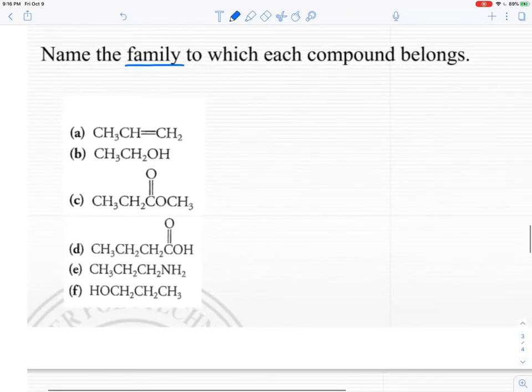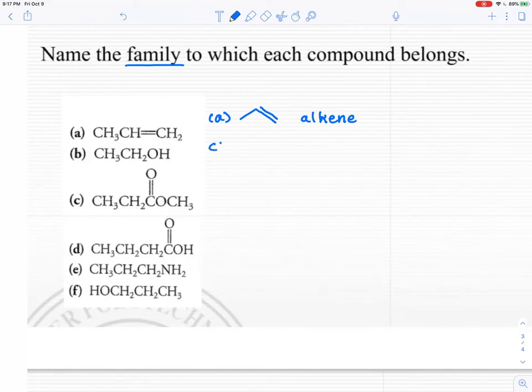So first, compound A. I can draw 3 carbons, and the first carbon and second carbon have a double bond. So there are 3 carbons here, with the double bond between the first and second carbon. This is what we call an alkene. Okay, it's an alkene.